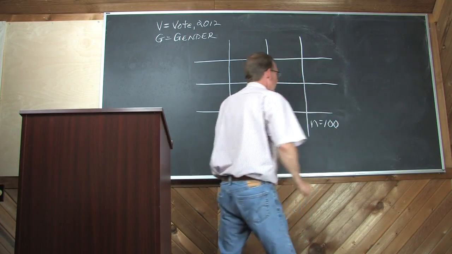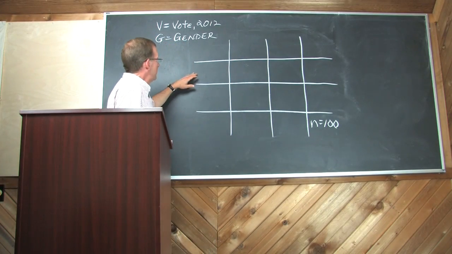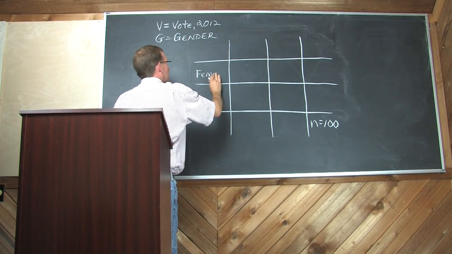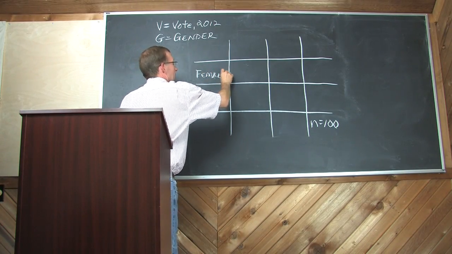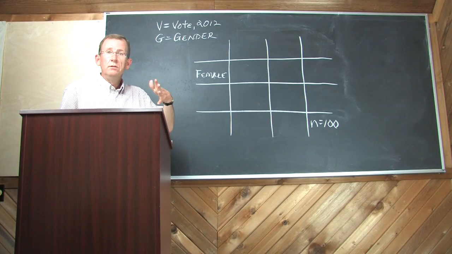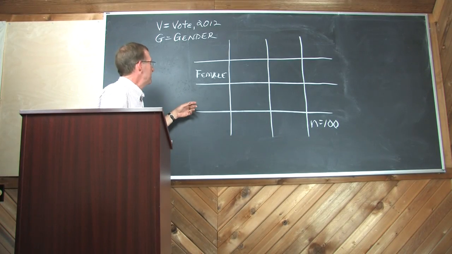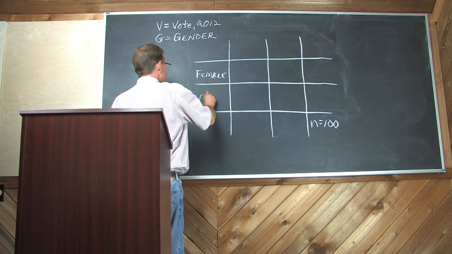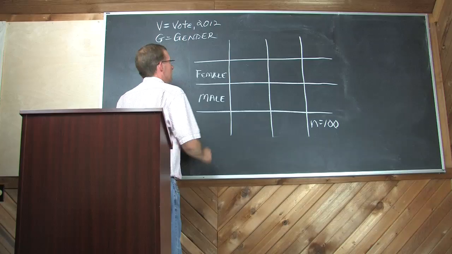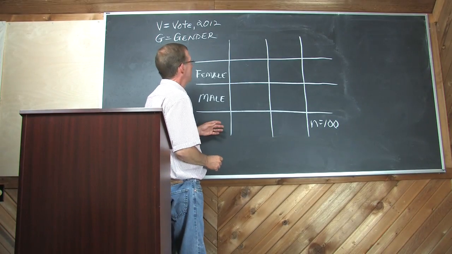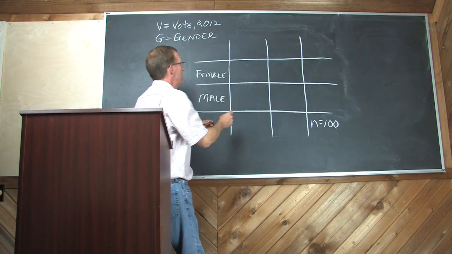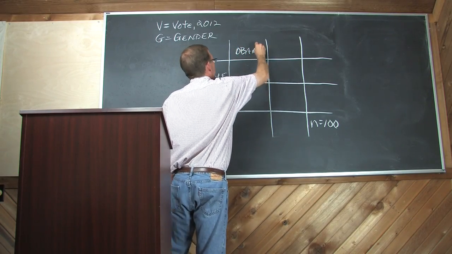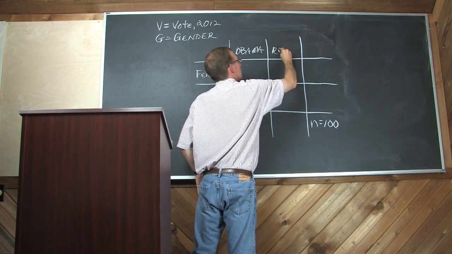N is going to equal 100, and on gender, we'll put it here. It's categorical, maybe nominal, maybe absolute measures. I'm going to address that in the next video. Female, male. These are exhaustive categories in this sample. And here we'll go Obama versus Romney.